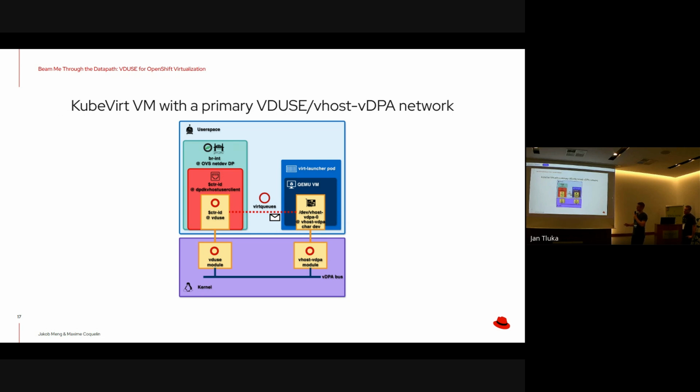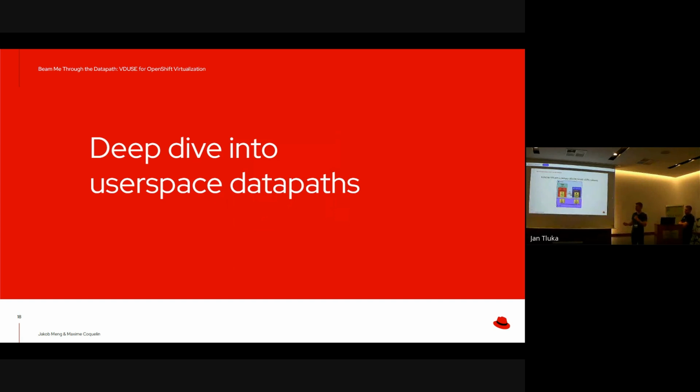So again, the control plane is through the kernel, of course, but the packets are exchanged through shared memory. So you have a virtqueue and shared memory between the OVS process and the QEMU process, and the packets are going through that. How this is working in practice, well, Maxime is going to explain that.